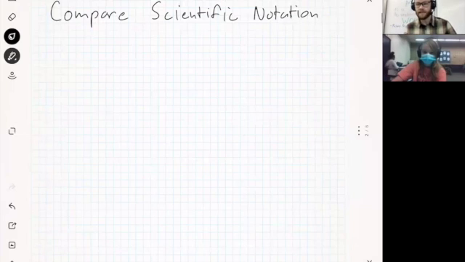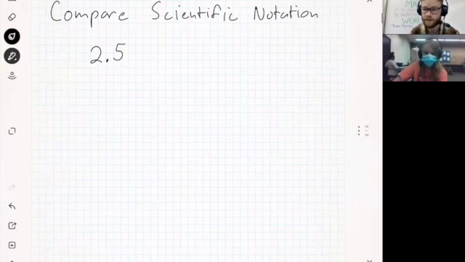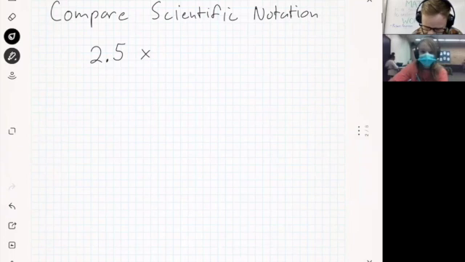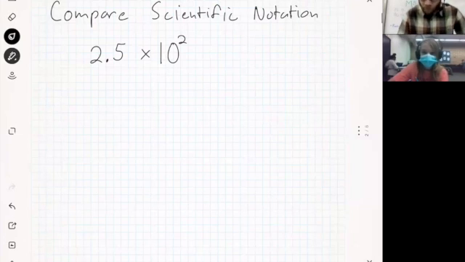Comparing scientific notation, remember any number that's in scientific notation basically has two parts. The first part is going to be our decimal number. Although technically you'll probably hear it referred to as the coefficient sometimes. So let's say we're working with the number 2.5. That's the coefficient. And then times, let's say, 10 to the second power. Okay, we've got 2.5 times 10 to the second power.